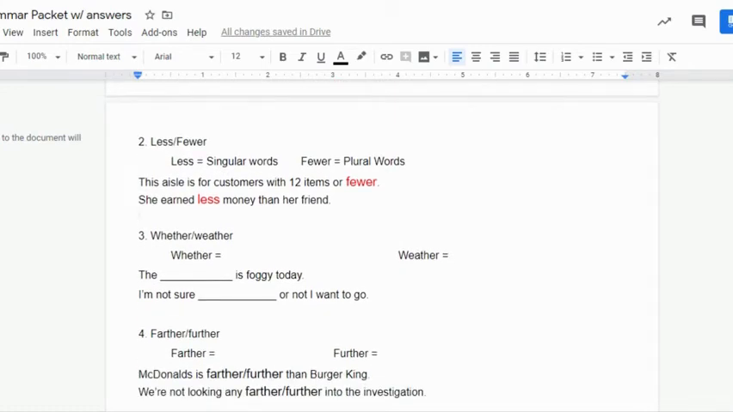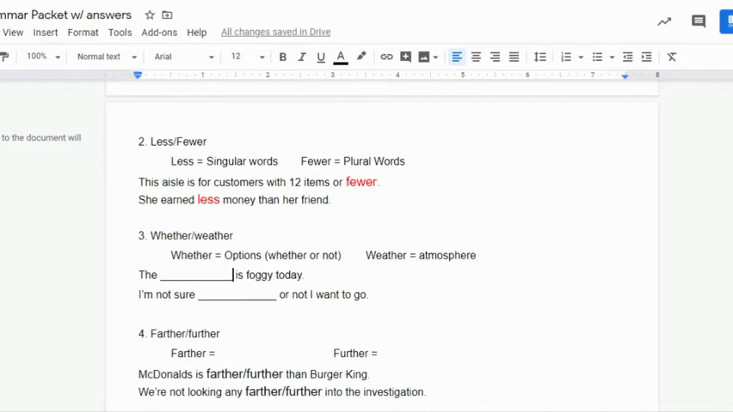Number 3, we're looking at weather versus weather. This one's pretty common. I think people just screw up the spelling. Whether, WHETHER, we're looking at options, as in whether or not. Ooh, there we go. And then WEATHER, we're talking about the atmosphere. And this is what we question every day. What's the weather going to be like?